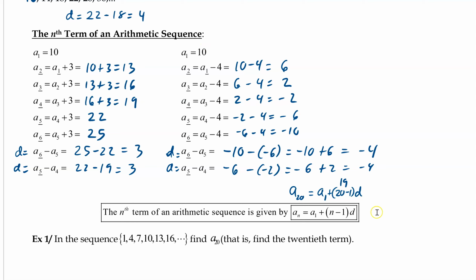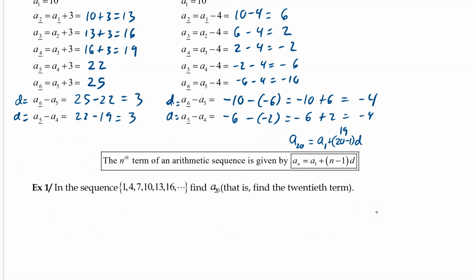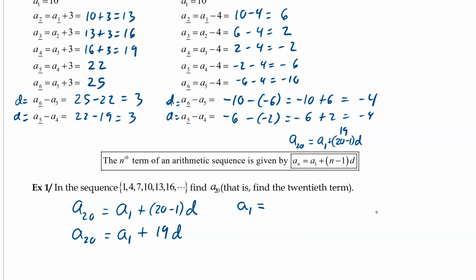Okay, so that's the whole idea. To find the 20th term, you can just plug it in the formula. That would be a sub 1 plus 20 minus 1 differences. But you could also just say, I know I'm starting with the first term, and then I'm going to have to add that difference 19 times because I'm at the 20th term. So what you need to first find is a sub 1, that's what we're missing, and your difference.